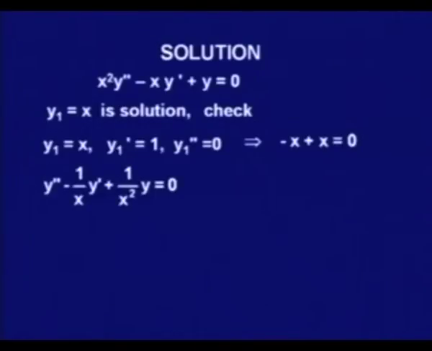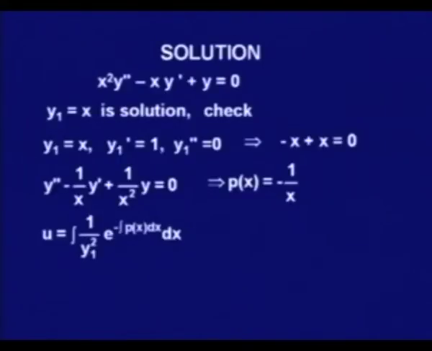Now, for the second solution, again I am going to use the formulation. I have to write this equation in the standard form, that is, I have to get the coefficient of y double dash as constant 1. So, I have divided by x square. We could do this if x is not 0, which means the solution we are going to obtain would be true only when x is not 0. Making it in standard form, it gives me p as minus 1 by x. Now, for u I am just using the formula.